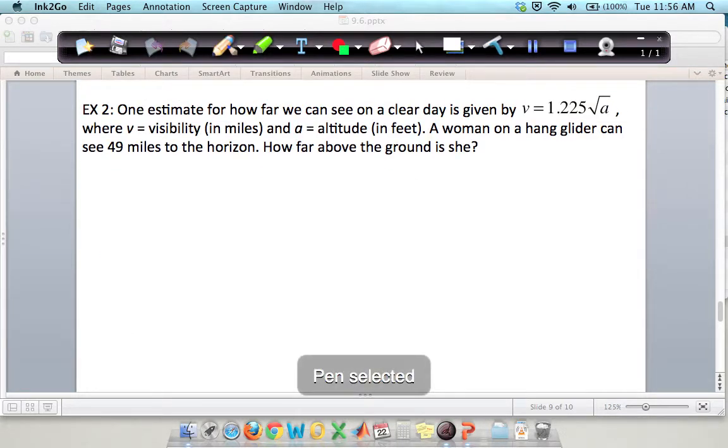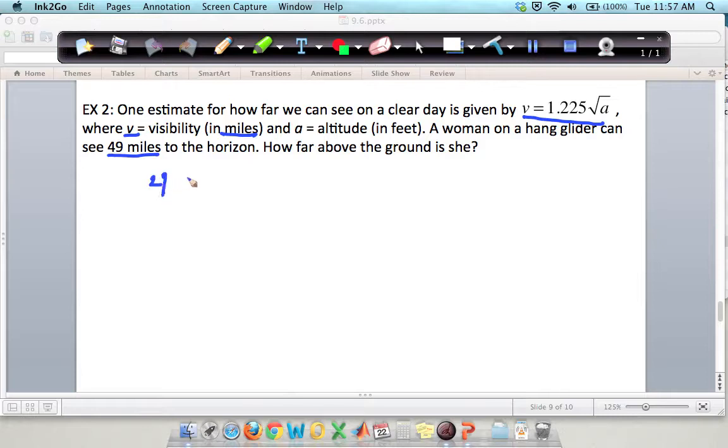Okay, example 2. One estimate for how far we can see on a clear day is given by this equation, where V is the visibility in miles and A is the altitude in feet. A woman on a hang glider can see 49 miles. So this is your V, and one way to tell too is that the units are both miles. You should always double check that you could have different units, but a woman on a hang glider can see 49 miles. That's her visibility. How far above the ground is she? I want to find altitude.